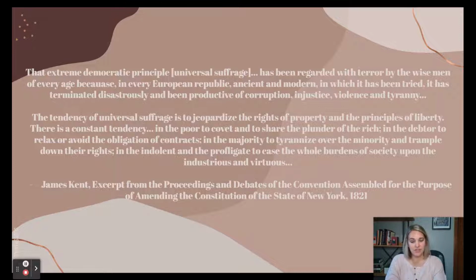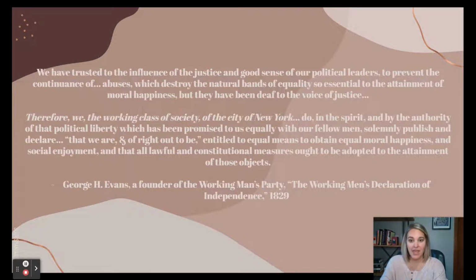The tendency of universal suffrage is to jeopardize the rights of property and the principles of liberty. There is a constant tendency in the poor to covet and to share the plunder of the rich, in the debtor to relax or avoid the obligation of contracts, in the majority to tyrannize over the minority and trample down their rights, in the indolent and the profligate to cast the whole burdens of society upon the industrious and virtuous." So, really giving multiple reasons here why universal white male suffrage should be avoided.